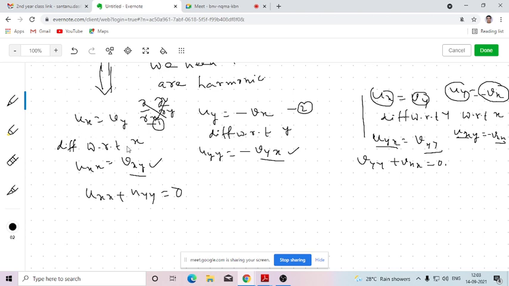In the first case, we need to differentiate in such a way that we get uxx, uyy. The second equation we need to differentiate in such a manner that we are getting vxx and vyy. Is that clear?